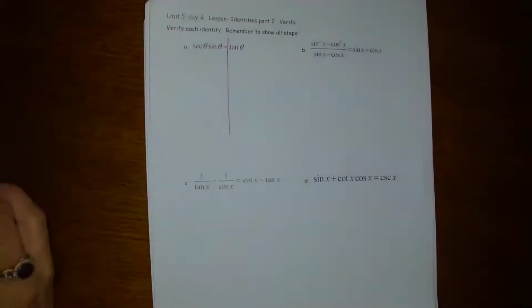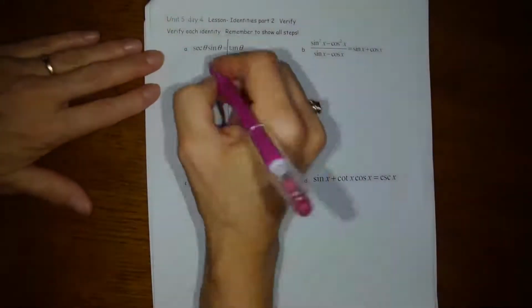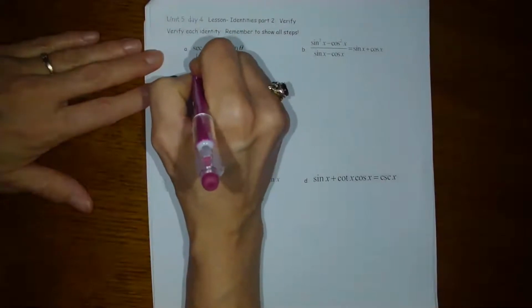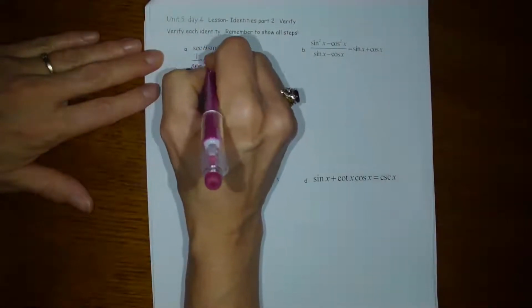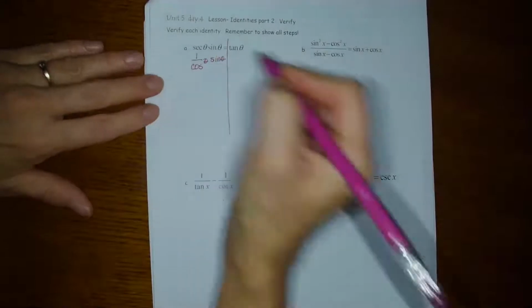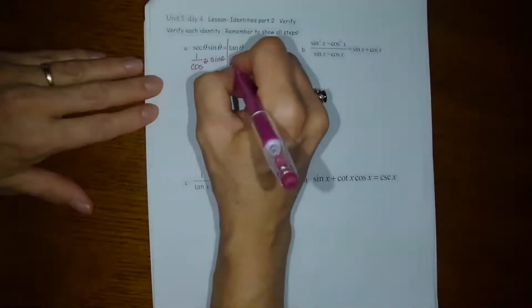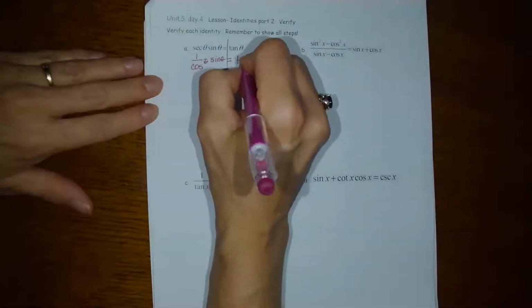So your steps are really important, right? If this were a regular year and I were grading your work, it's all your work I'm showing. So when you see secant, you don't like that, right? You want to get rid of it. So who is secant? 1 over cosine. So you show every step, and that's like the equals.